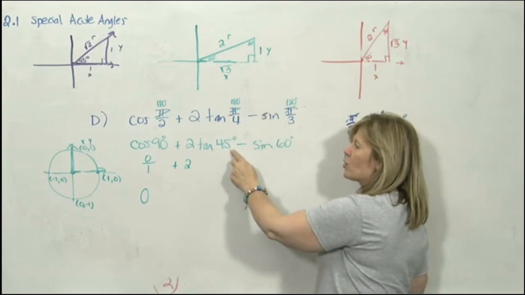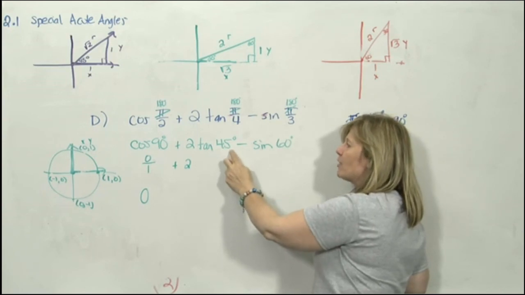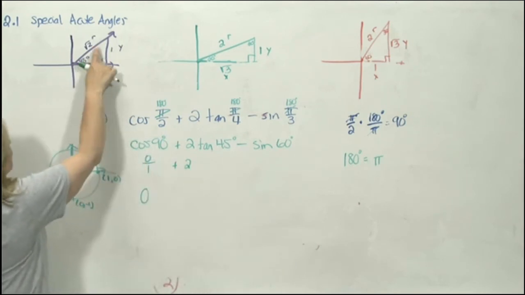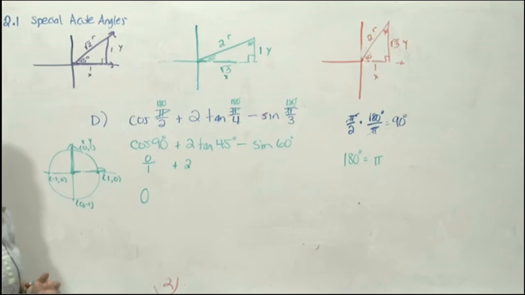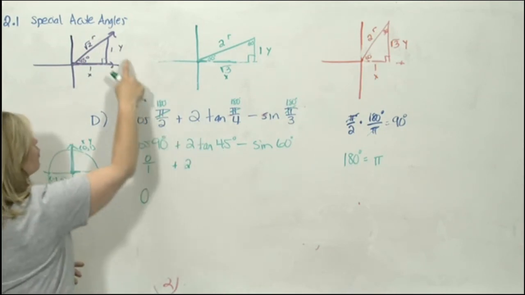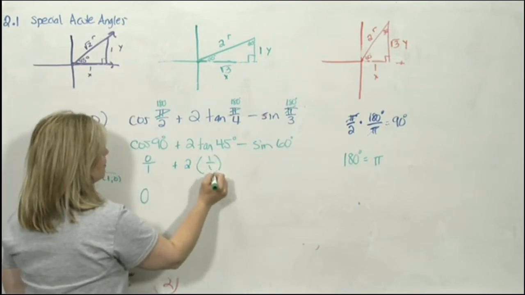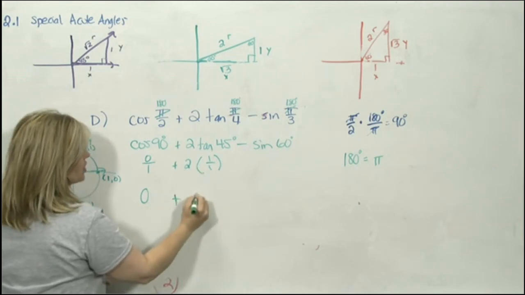Now we want to look up the tangent of 45 degrees. 45 degrees is in quadrant 1, so we know this answer is going to be positive. But to look up the tangent of 45 degrees, we need that special triangle. In a 45, 45, 90, the two sides are 1. The radius is square root of 2. Memorize that. What does tangent stand for? Tangent stands for y over x. So that would be 1 over 1. Well, that's going to be a 1, and 1 times 2 would just give us 2.